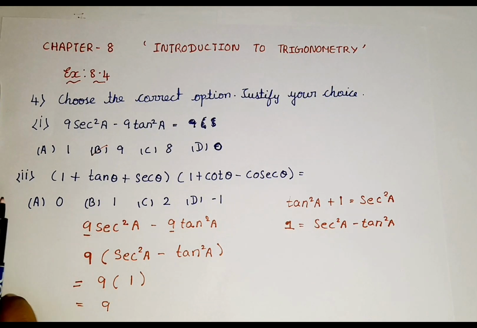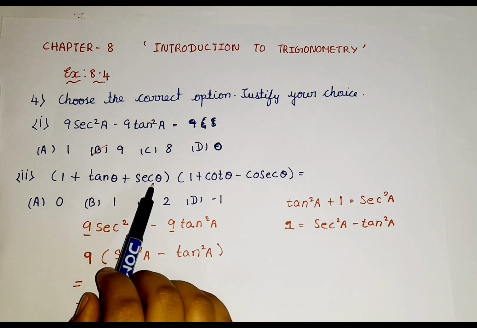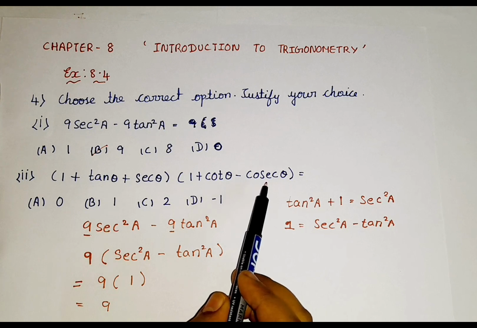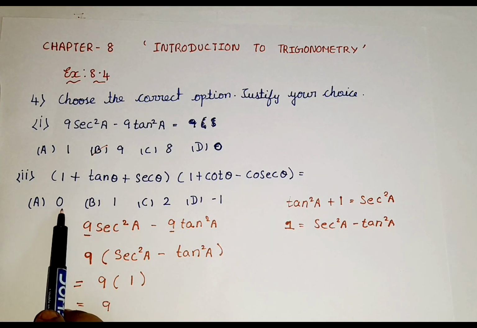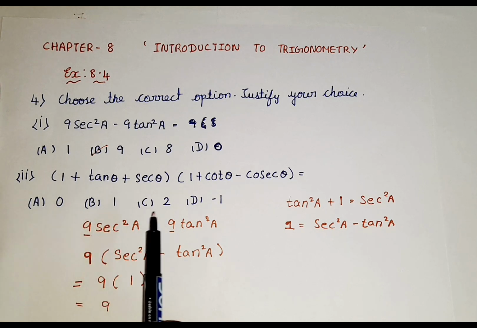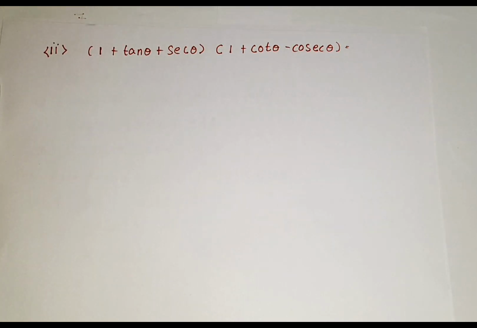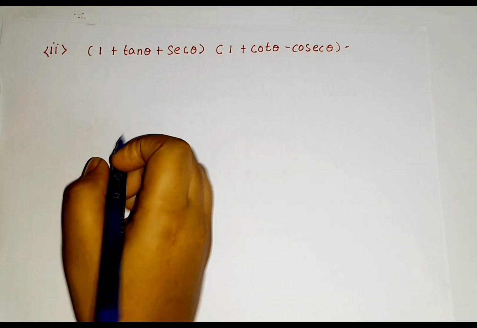The second subdivision is 1 plus tan theta plus secant theta, bracket, 1 plus cot theta minus cosecant theta, close the bracket. The options are A is 0, B is 1, C is 2 and D is minus 1. I am going to write this as it is. I just wrote the question as it is. Now here we have tan theta, so I can actually apply the formulas, isn't it?